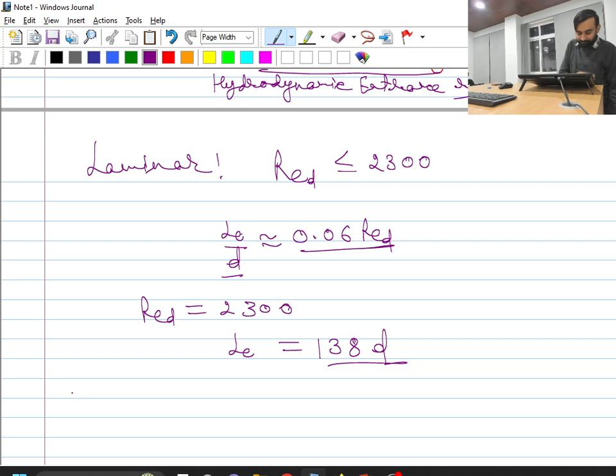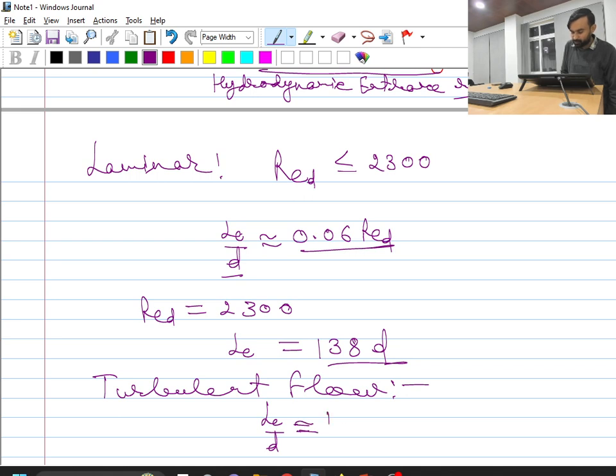And on the other hand, if I talk about turbulent flow, then for turbulent flow, this entry length by diameter is nearly equal to 4.4 times the Reynolds number based on diameter to the power 1 by 6. So this is some approximate estimate. If my Reynolds number of flow is large, then of course within the pipe I will have turbulent flow. Okay, and to reach the fully developed condition in turbulent flow, this will be the entrance length. Is this point clear?